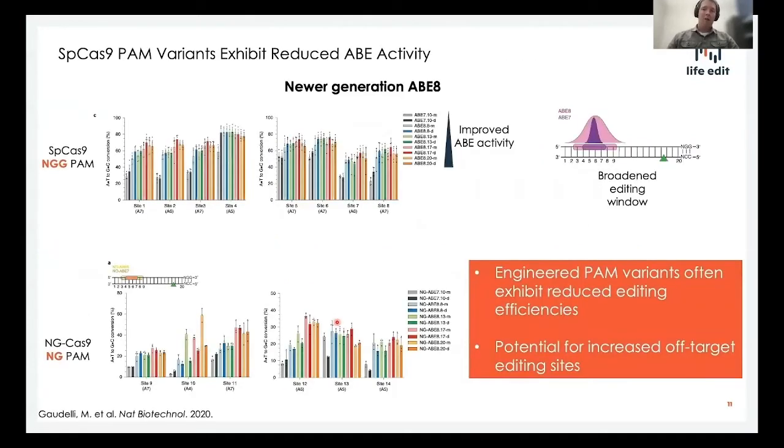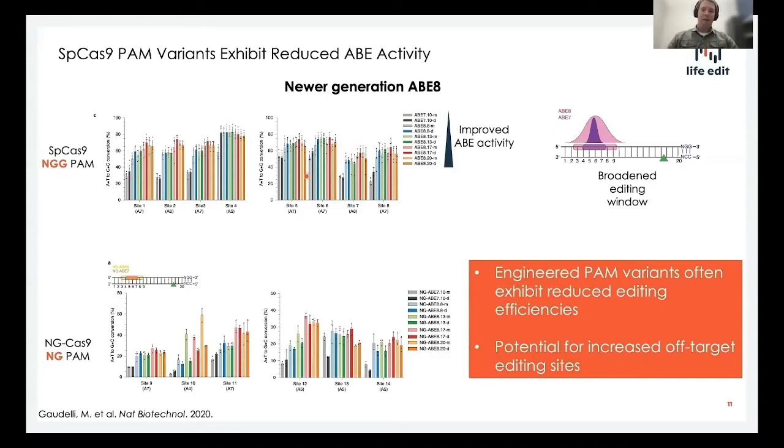As I mentioned, there are engineered versions of Cas9 that have relaxed PAM specificities. However, there are a couple of caveats to consider with those systems. So to illustrate that, I'm showing data from David Liu's lab where they developed the current generation of A-base editors, the ABE8 series. And so in general, these ABE8 A-base editors have improved A-base editing activity when compared to the first-generation ABE7 constructs.